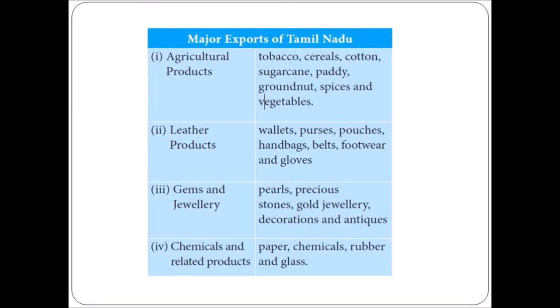Gems and jewellery. Under this section, they export pearls, precious stones, gold jewellery, decorations and antiques. Chemicals and related products that are exported from Tamil Nadu are paper, chemicals, rubber and glass. So these are the main exports from Tamil Nadu to other countries.